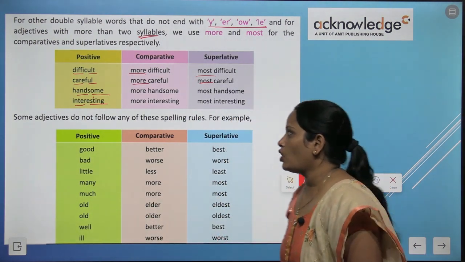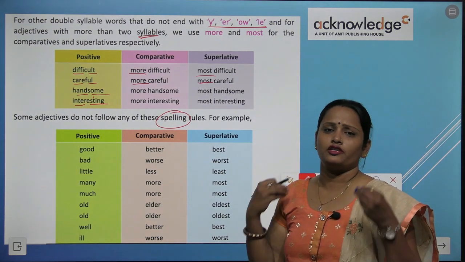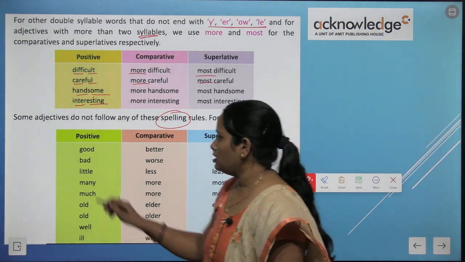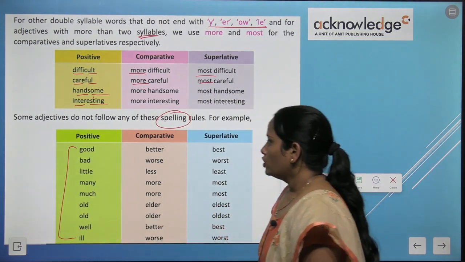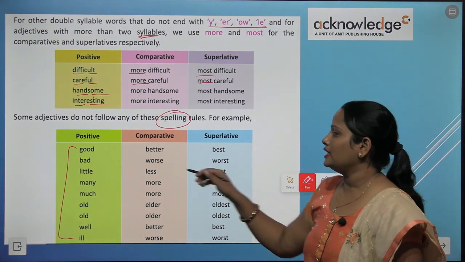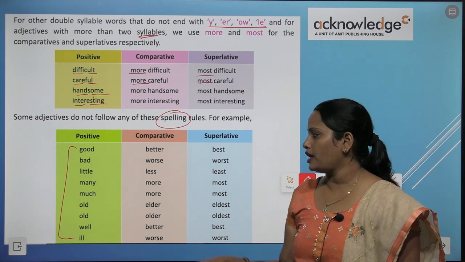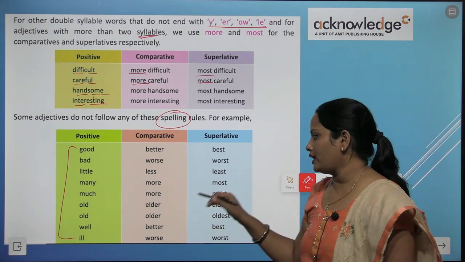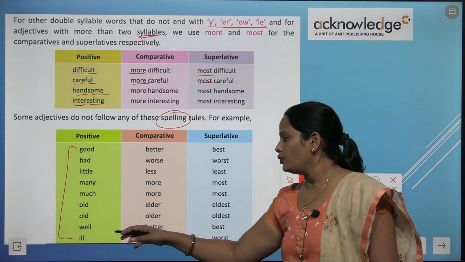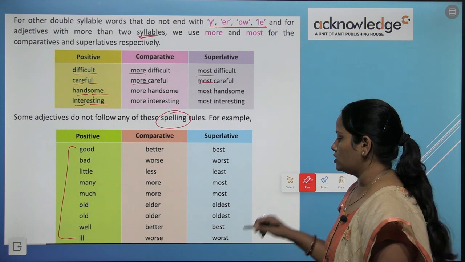Some adjectives do not follow any of this spelling rule. कुछ ऐसे adjective है जिसमें कोई भी spelling का rule follow नहीं होता. So they are given here. Let's read them. Good, better, best. Bad, worse, worst. Little, less, least. Many, more, most. Much, more, most. Old, elder, eldest. Old, older, oldest. Well, better, best. Ill, worse, worst.